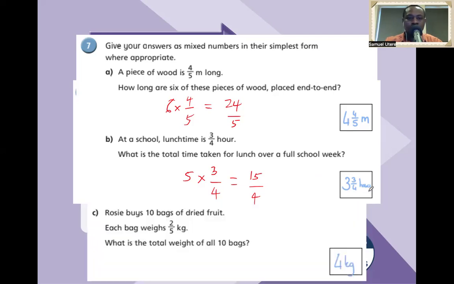And for C, you were asked, Rosie buys 10 bags of dry fruits. Each bag contains 2/5 kilogram. What is the total weight of all 10 bags? Well, you can do 10 times 2/5. So you multiply the numerator, which is 20. 20 divided by 5 is 4, so it's 4 kilograms. Remember, do not ignore the units. You must take account of the units.